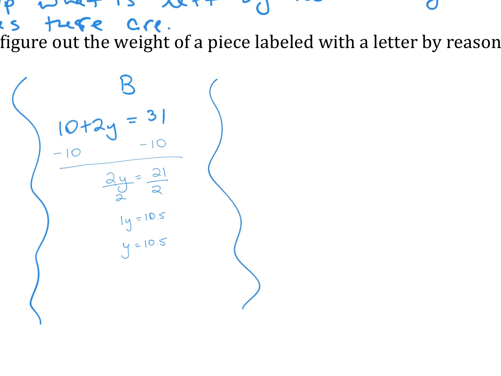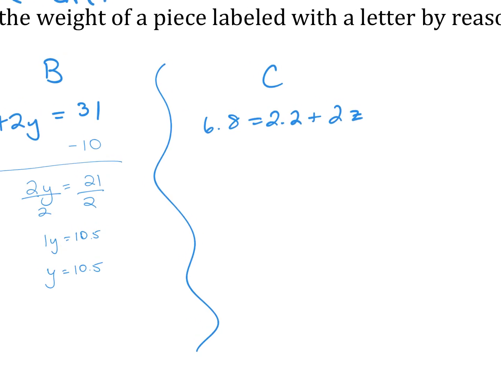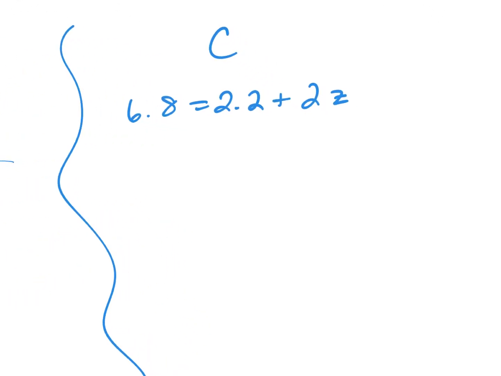Okay, let's do C. So the equation for C was 6.8 equals 2.2 plus 2z. So I need to eliminate the 2.2 first. So minus 2.2, but I have to do it on the other side as well, otherwise my hanger is not balanced. 6.8 minus 2.2 is 4.6. I'm left with 2 z's.